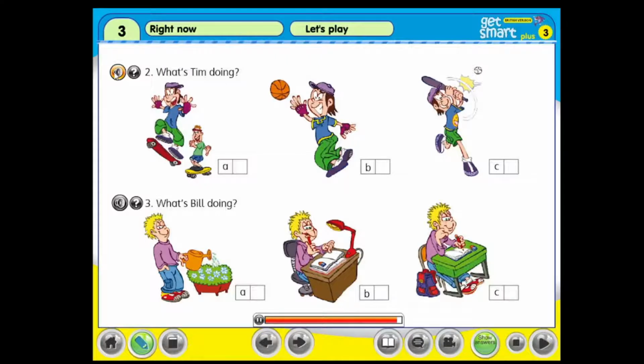They're skateboarding. Okay, good. Now, if you have the answer, let's look at the last one, the third one.